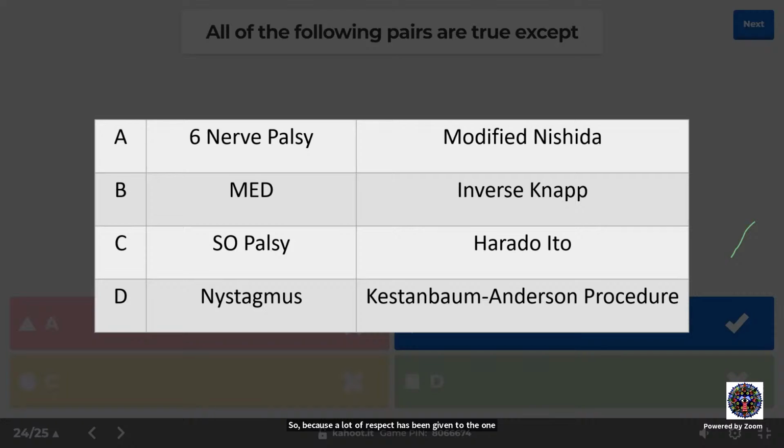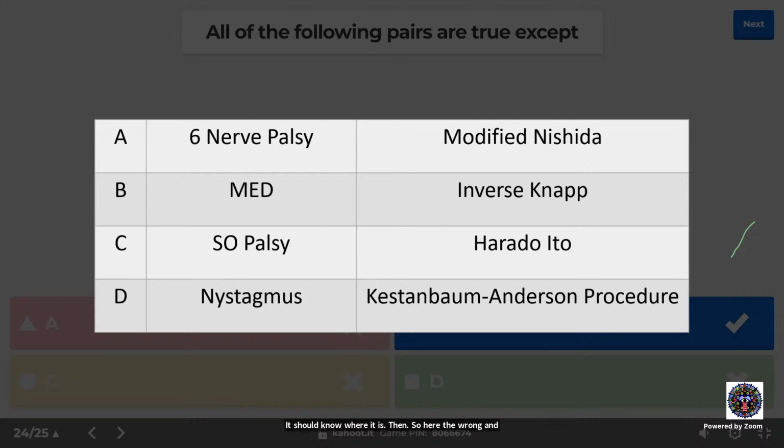At least in squint, you should know there are over 6 to 10 named surgical procedures. You should know all the named procedures. Even if you don't know much about the procedure, at least you should know where it is done. So here the wrong answer is an inverse NAP.